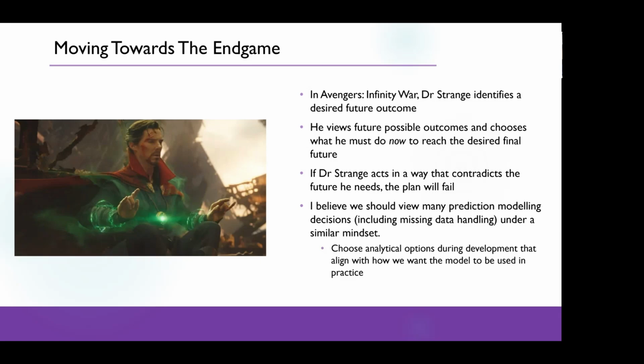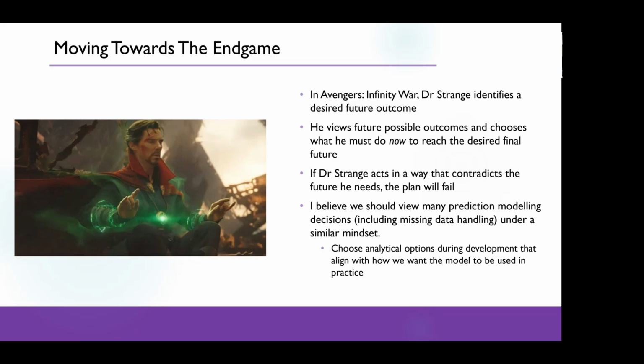This, for anyone that doesn't know, is one of the characters in that series, Doctor Strange. And Doctor Strange is able to see possible future outcomes. What he does is he chooses actions now in order to reach that final end state. And if he acts in a way that contradicts that future that he needs, then the plan will fail. The reason that I'm putting this in is that I think we can take a lot of lessons from that analogy for prediction modeling decisions in general, including missing data, but outside of it.